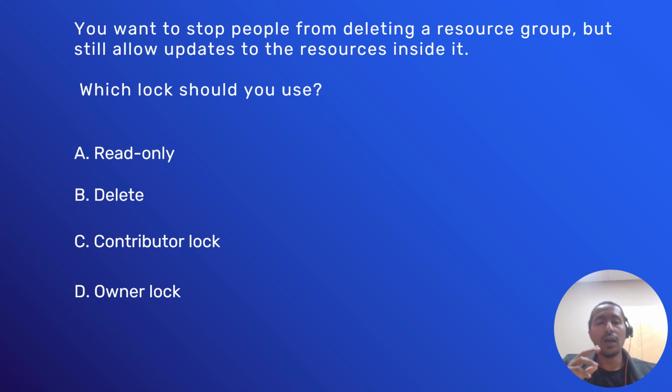So to recap, use a read-only lock when you want to block all changes. Use a delete lock when you want to block deletions but still allow updates. And always watch out for distractors like contributor lock or owner lock. They don't exist as lock types.